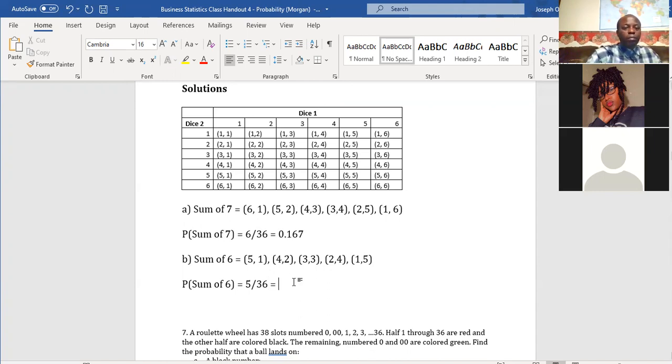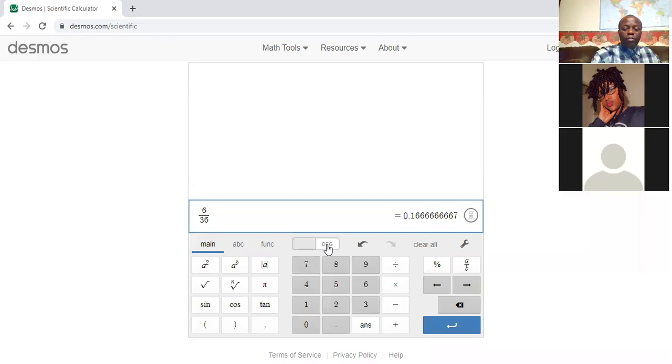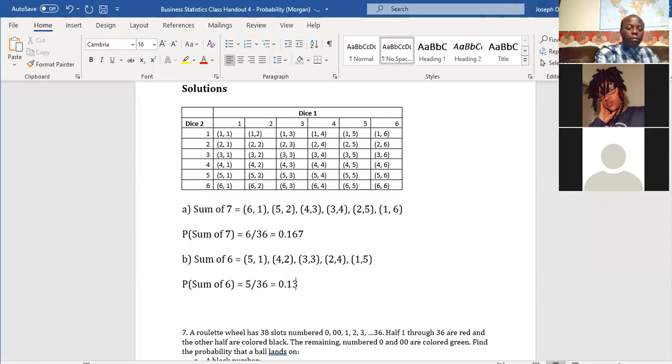which gives us, if you divide 5 over 36, 0.13888, which means 0.139. So that is for the sum of 6.